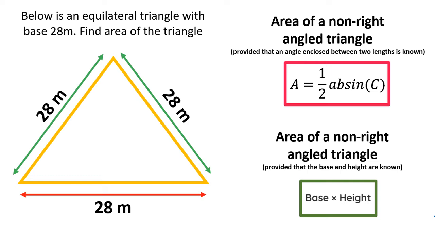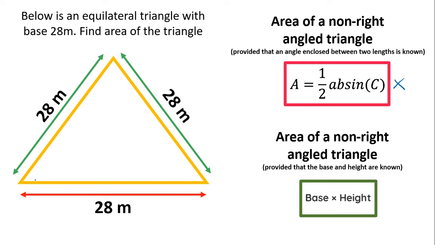Now, in this triangle, if you notice carefully, we do not have an angle. We need a C, that is, sine C. You need it in order to use half ab sine C. So if I do not have my angle in this one, that means I cannot use this formula.